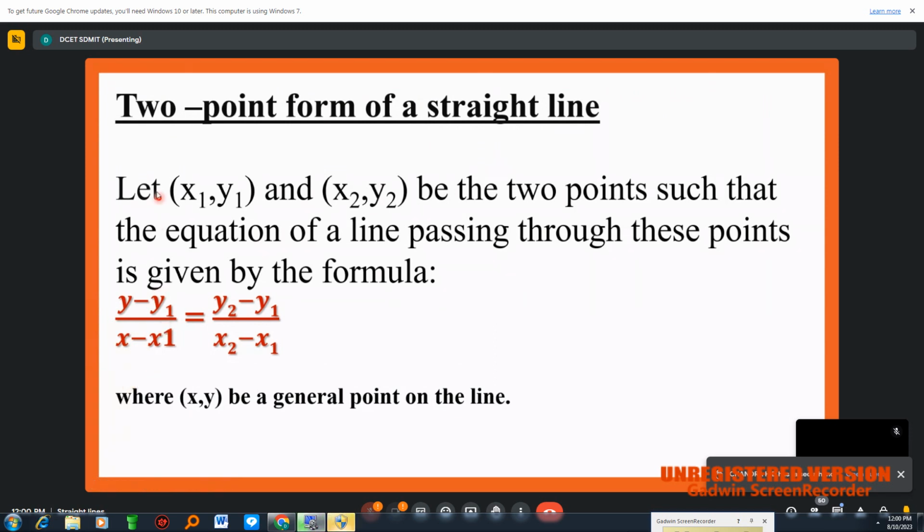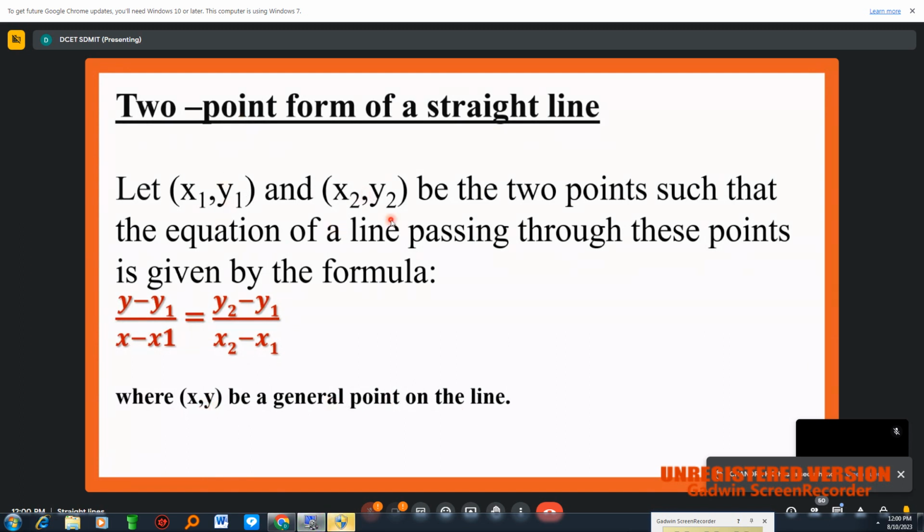So next we have the two-point form of a straight line. The two-point form of a straight line is nothing but when you have two points, and x and y is the general form. Let x1, y1 and x2, y2 be the two points, such that the equation of a line passing through these points is given by the formula y minus y1 divided by x minus x1 is equal to y2 minus y1 divided by x2 minus x1, where x and y is the general point on the line.